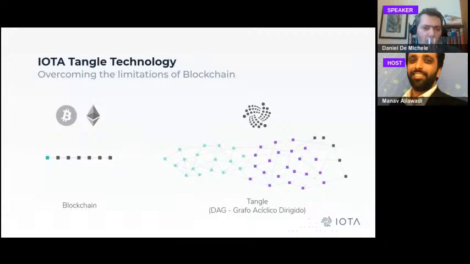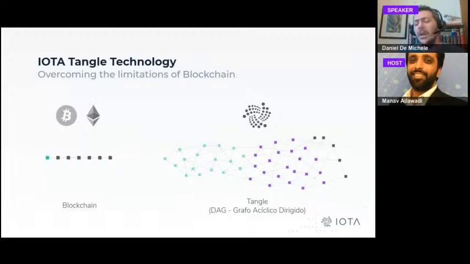So this is the way IOTA deals with the block limitations of blockchain. And also, as you might already have understood, if I'm doing the proof of work to validate two other transactions, there are no fees because I don't have any miners. I mean, I am the miner. When I do the proof of work with my CPU on my notebook or my cell phone, I am doing the proof of work, so I don't have to pay any fees to no one.